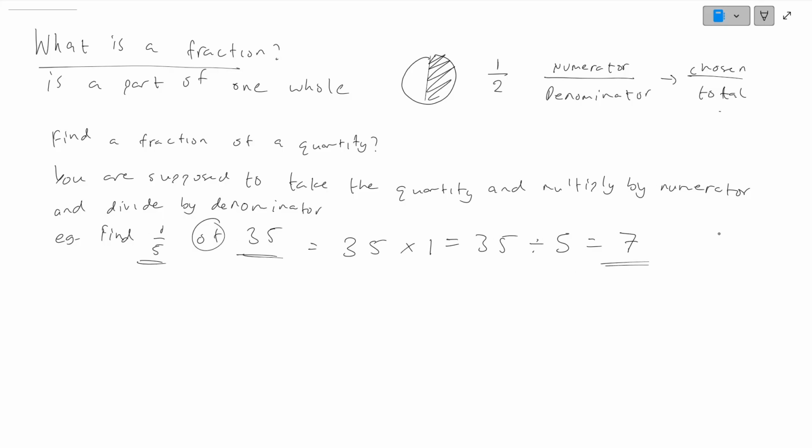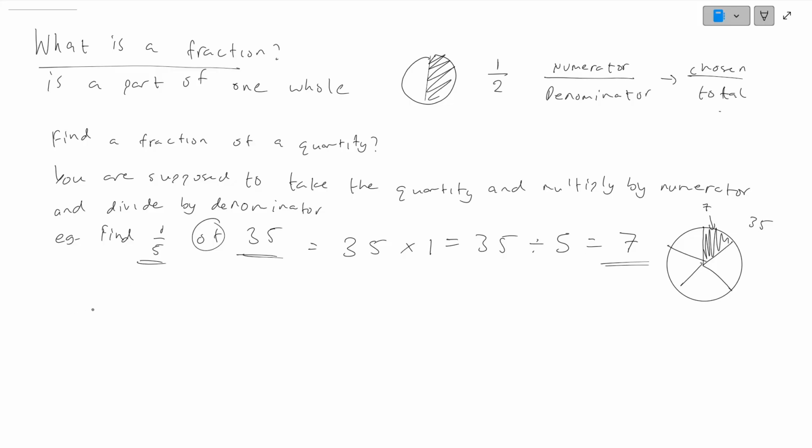And what this means visually is that you have a pizza which is cut into 5 pieces and you have chosen one of those pieces. And if the entire pizza represents 35, then one of those pieces will just represent 7.